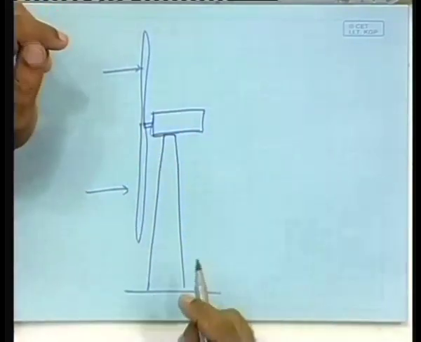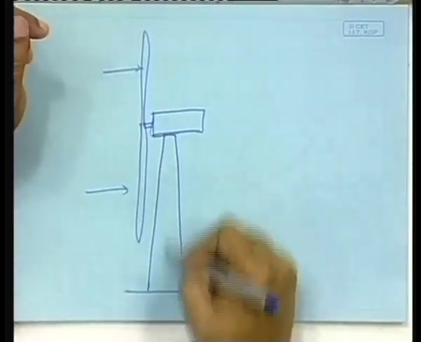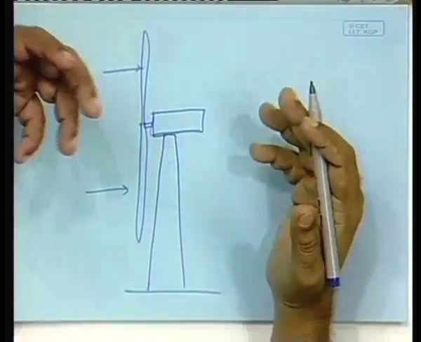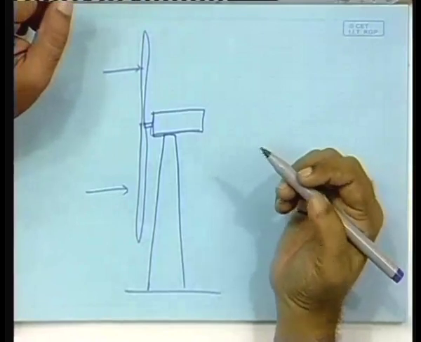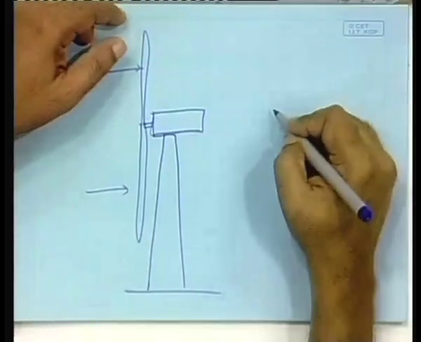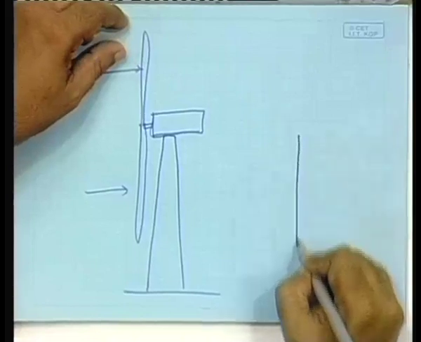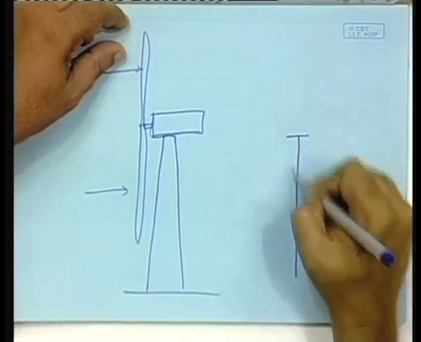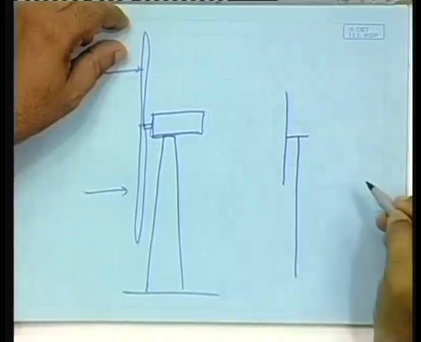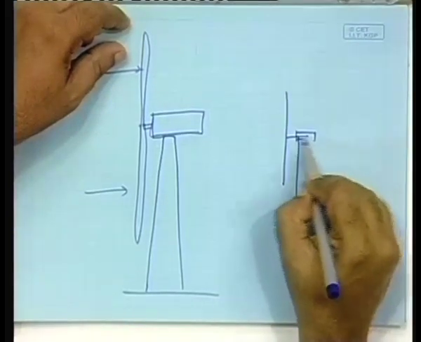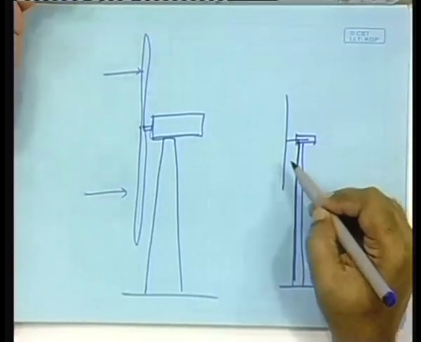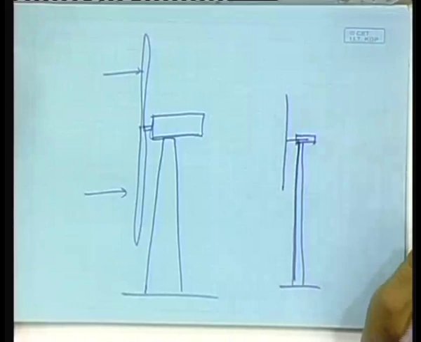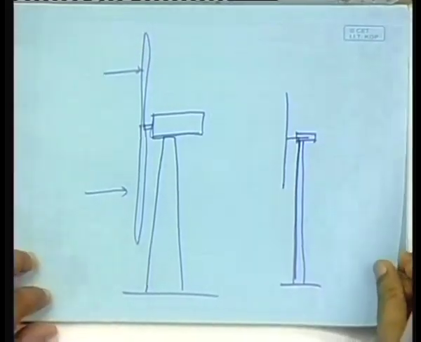How tall? Normally, the height of the tower is approximately twice the diameter of the blade. This is actually not drawn to scale. Normally, it would be say if this is the tower, about half, this will be the size of the wind turbine. So, approximately twice the diameter of the wind turbine. Okay. So, this is about the tower.